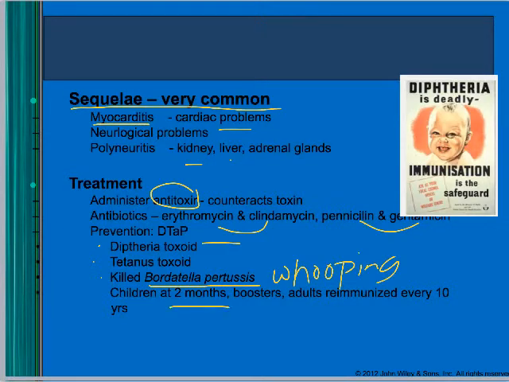Okay, so kids get it at 2 months, and then they get boosted. And then adults, we get boosted every 10 years, typically. Or like when you get hurt and they say, have you had a tetanus shot? So then when they give you the tetanus shot, they're boosting all of these.